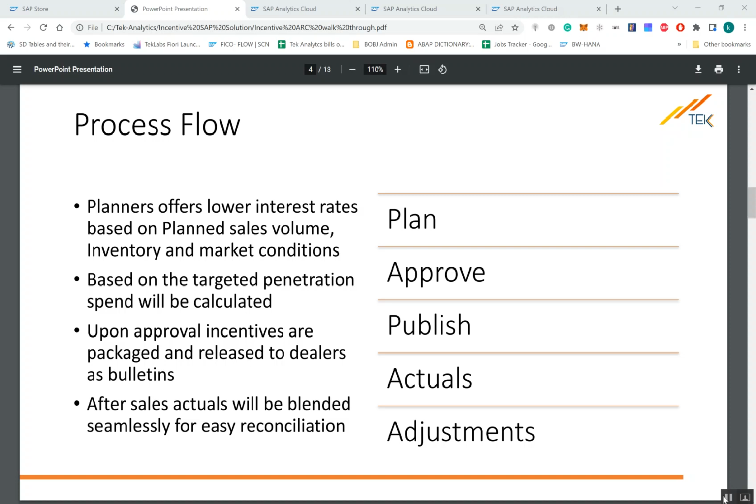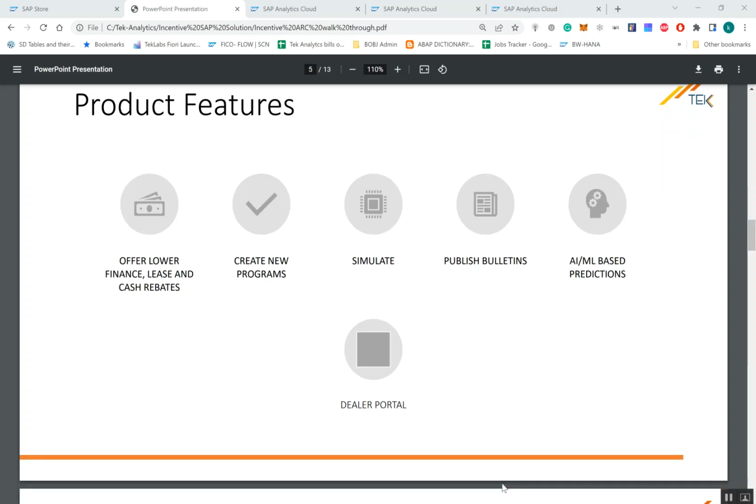At the same time, the Tek Analytics incentive planning system also has robust actual reconciliation capabilities, where depending upon how the actual market conditions are and how the sales are happening in the market, we can reconcile with the actuals and reforecast, repurposing the spend depending upon the actual conditions. Our core product features are as we're mentioning here.